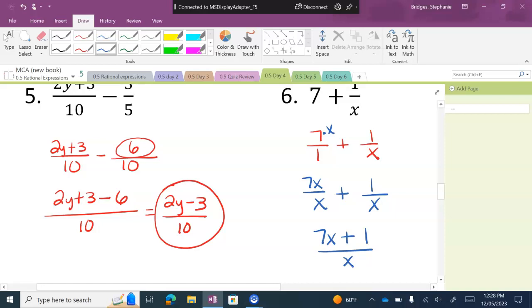Can I combine 7x and 1? No. Do they have anything in common that I can pull out? No, which means nothing can simplify. And I'm going to leave my answer just like that.